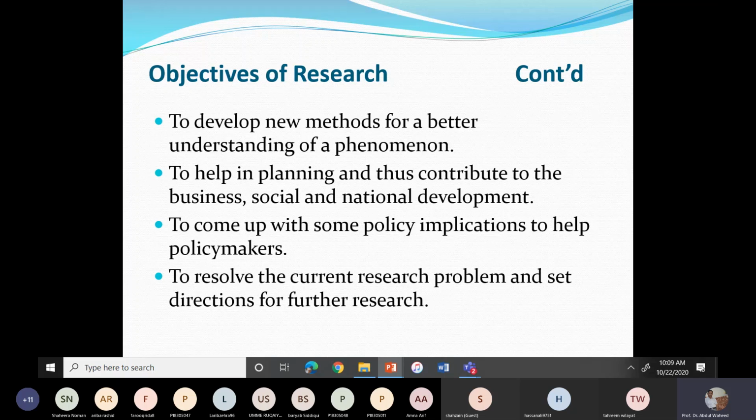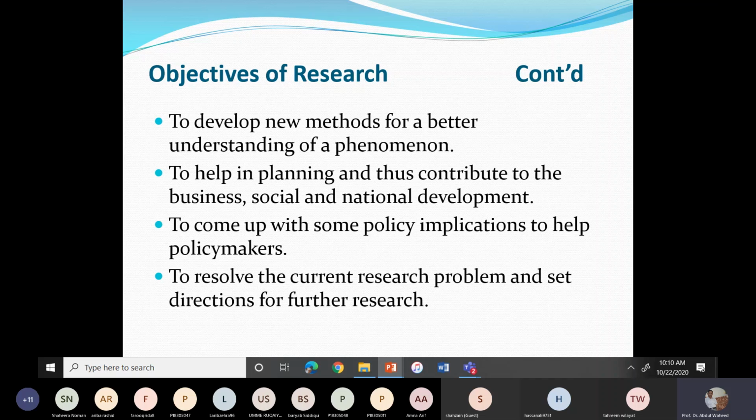Okay. And research also resolves the current research problem and sets direction for further research. So whenever we do research, we not only resolve a current problem, but we also set some direction for further research. You can see that in many research papers at the end, and also in theses, they identify the direction for further research. So this means you did your research. Research is a never-ending process. You cannot say that research has stopped on this subject. So it's a never-ending process.